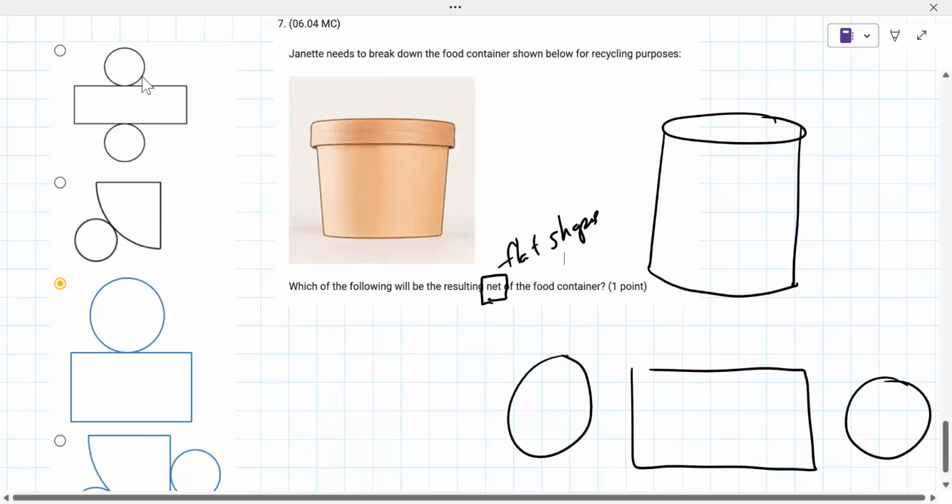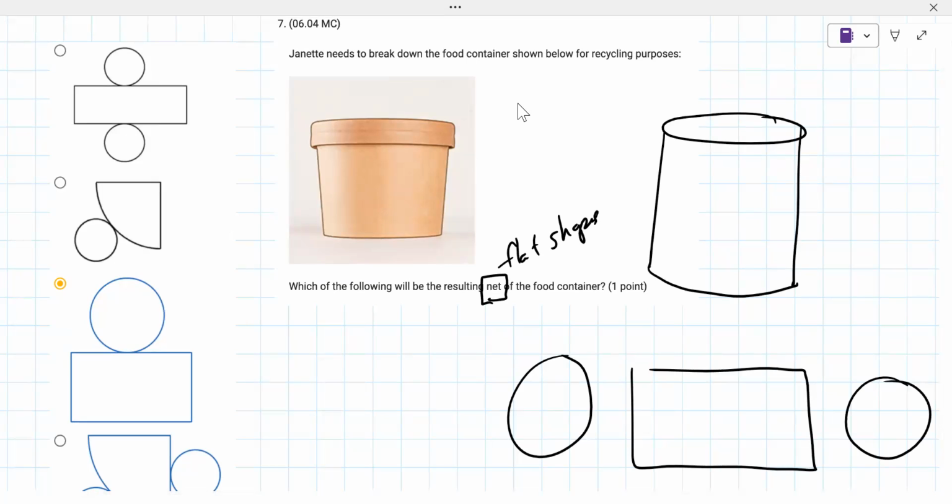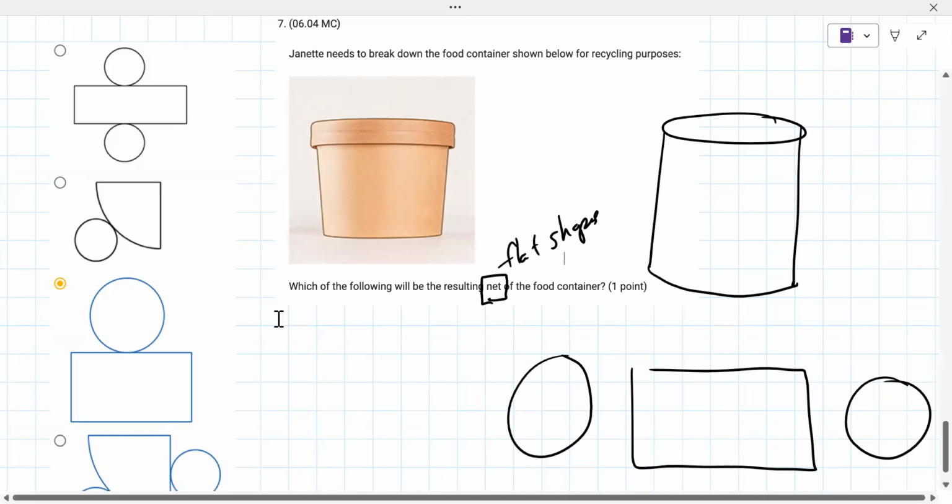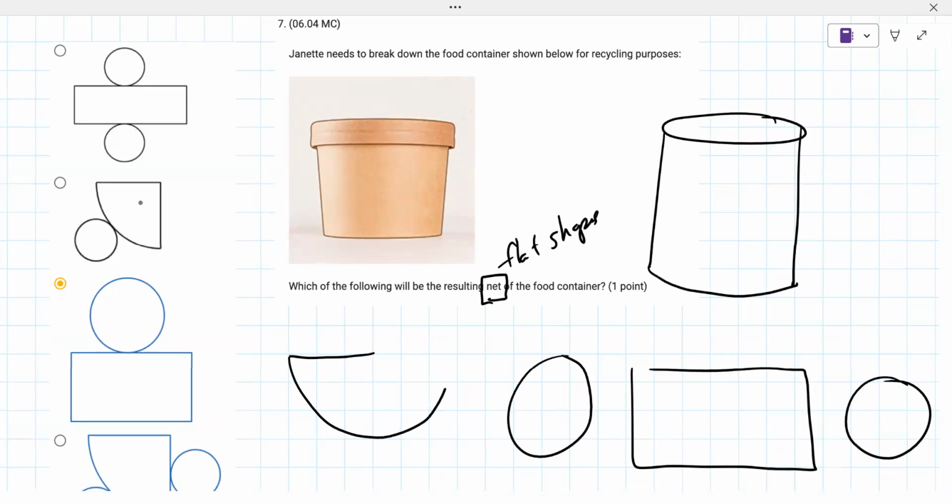So I'm leaning towards, but because it says a food container, I'm not sure. I think if they want us to assume there would be two, the top and the bottom, that's why I put the third option, because it's the one that has the bottom of it. But it's either the first one or the third one. It kind of tapers in, but it's not a cone. So the wedge here is if it's a cone.